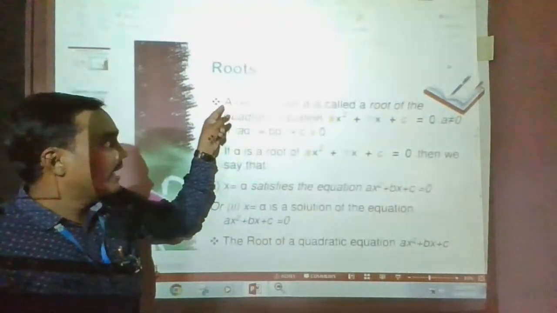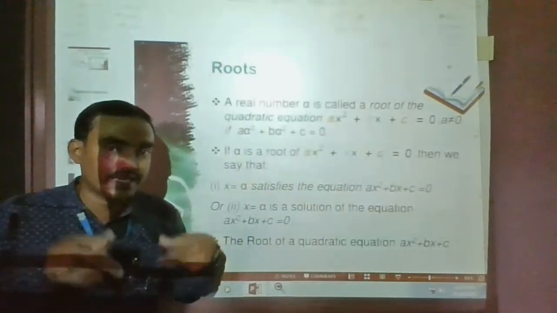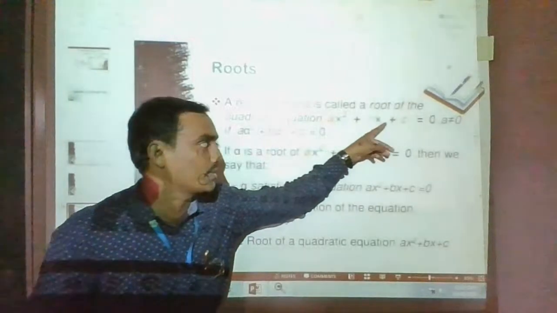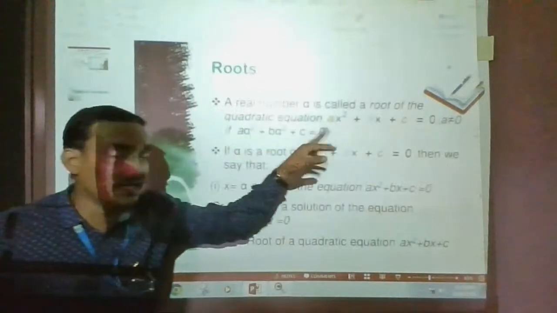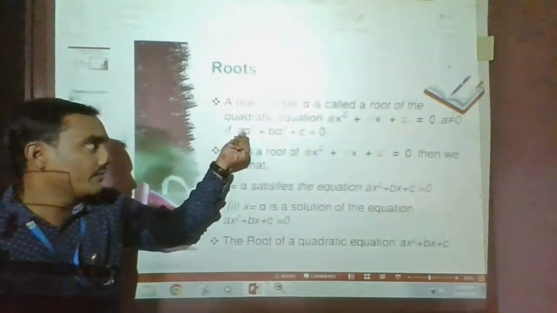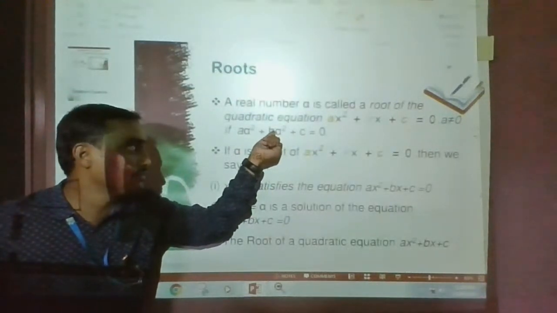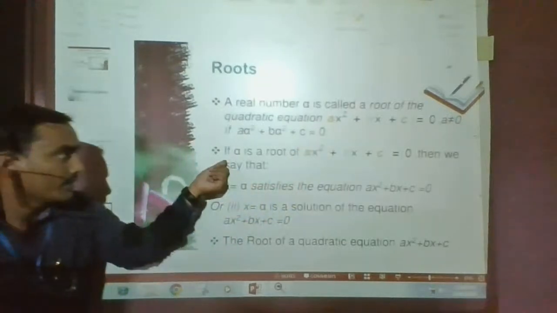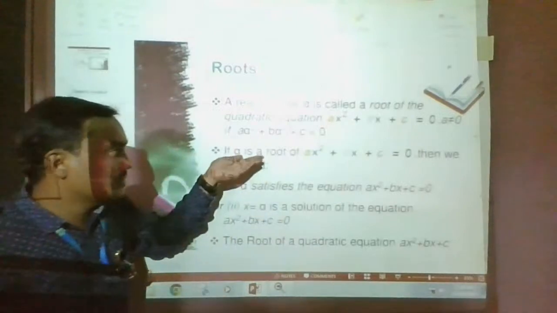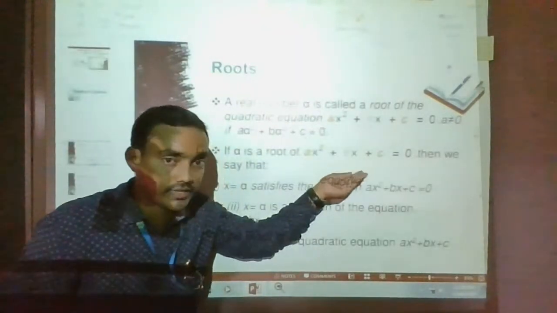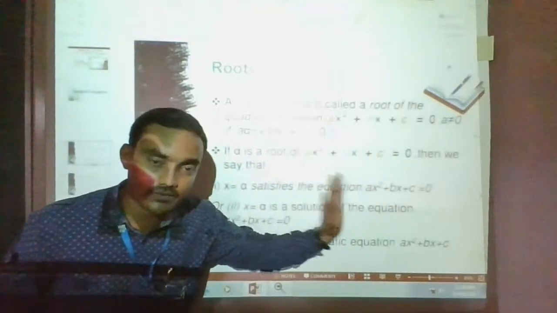Suppose a real number alpha is called a root of the given quadratic equation. We are considering ax square plus bx plus c equals 0, with the condition a is not equal to 0. Here we are replacing x with alpha: a alpha square plus b alpha plus c equals 0. If alpha is the root, it means if you substitute the alpha value in the given quadratic equation, the equation becomes 0. Then only it is a root of the given equation. Otherwise, it is not a root of the equation.